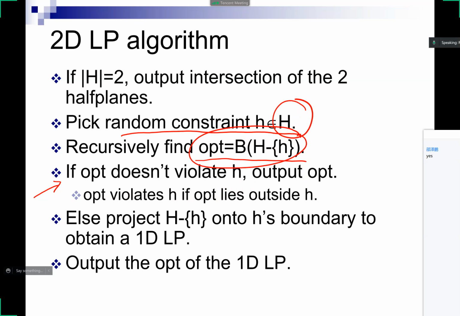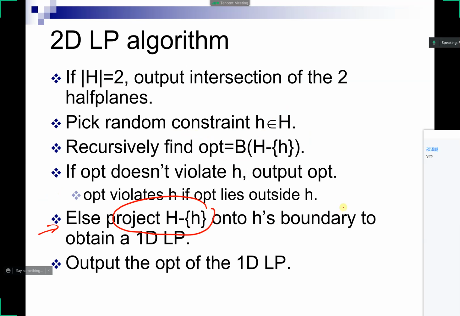Otherwise, the constraint that we picked was tight. And so that means that the optimum actually lies on the boundary of H. And so we're going to project all of these other constraints onto H's boundary, and that's going to produce a 1D LP. It's basically a line segment. Then you're just going to output the optimum for that 1D LP, which is always going to be one of the endpoints.